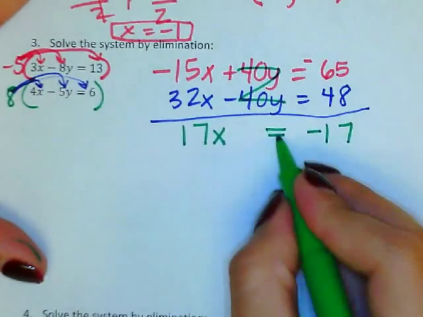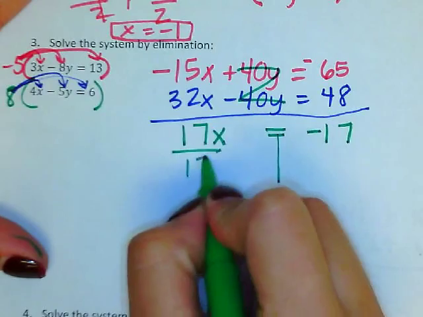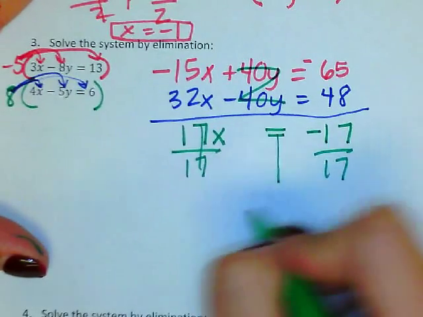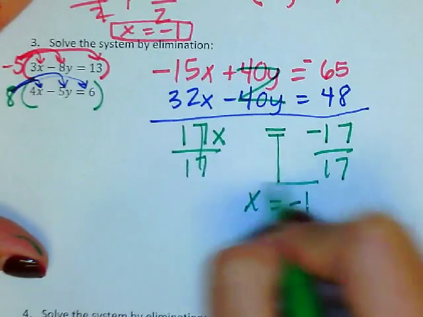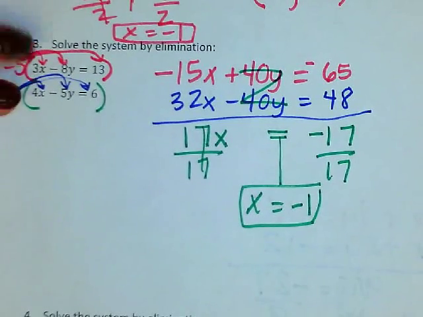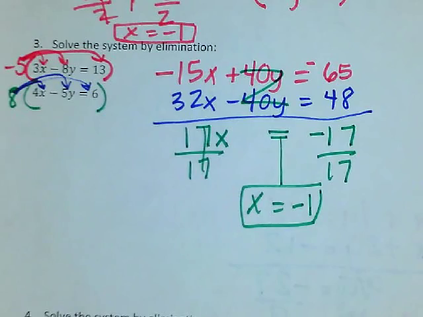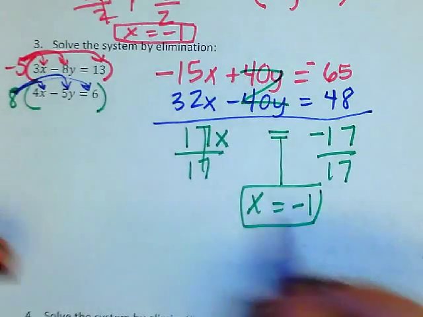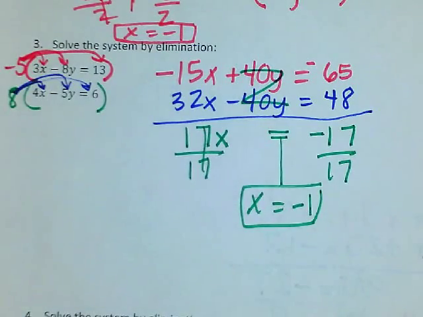Okay? Now to solve for x, I'm going to divide by 17. Divide by 17, x equals -1. So now that I have the value of x, I'm going to choose one of the two. It doesn't matter which one. So I'm going to choose the bottom one. And I'm going to plug in for x.